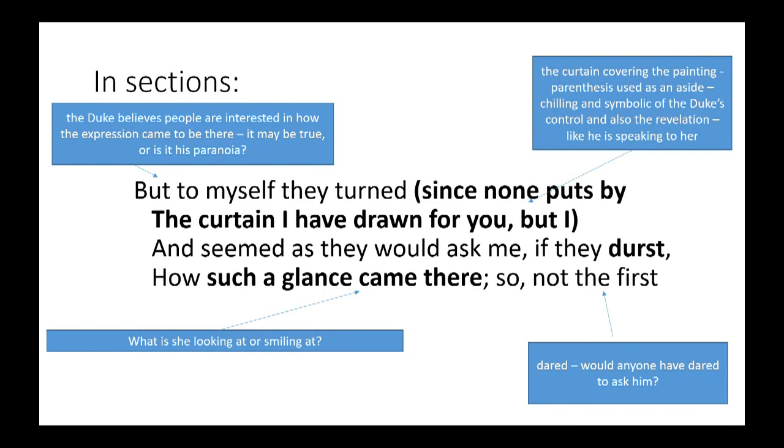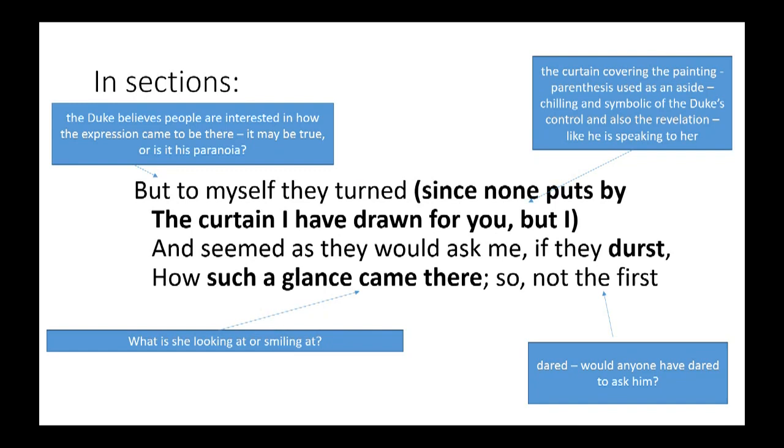Anyway, "it seemed as they would ask me, if they durst." Durst, important here, an old-fashioned form of the word dare. So would anyone have dared to ask him how such a glance came there? What is that glance? How did that come here? What was she looking at? Who was she smiling at?